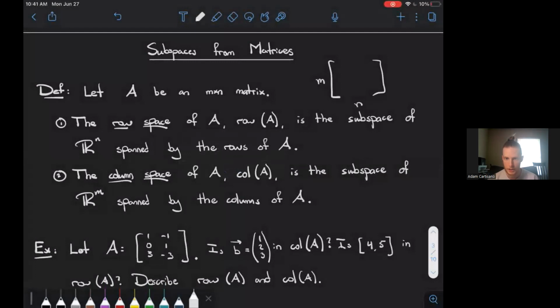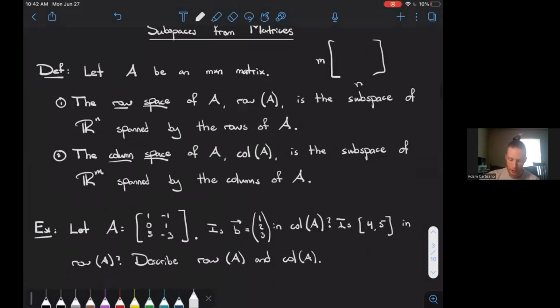The column space is the same, except that we just do the columns of A, right? So if A is m by n, then every column of A has m entries, which means that it's a vector in Rm, right? And so we just take its span in order to construct the column space.